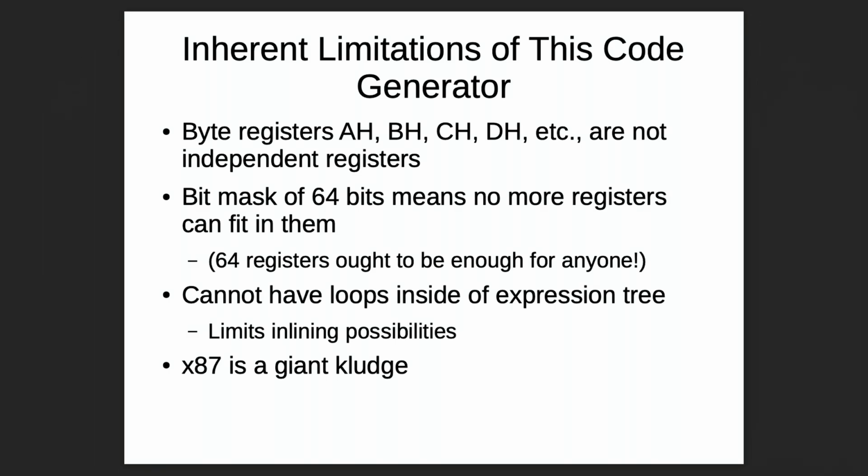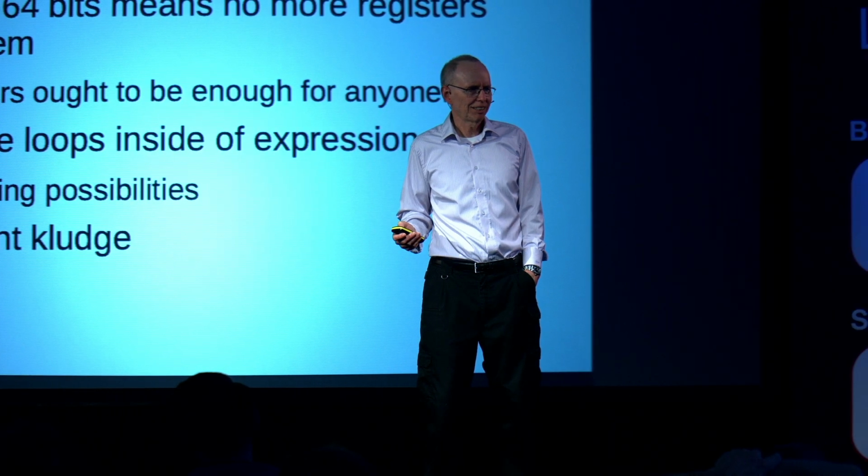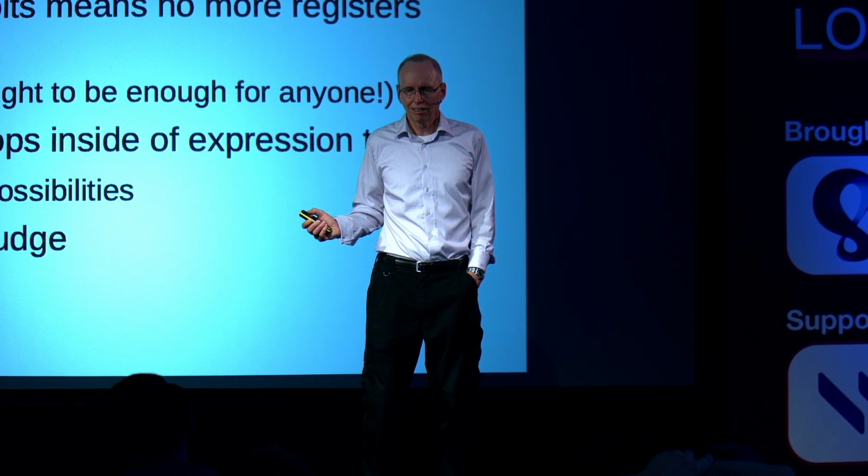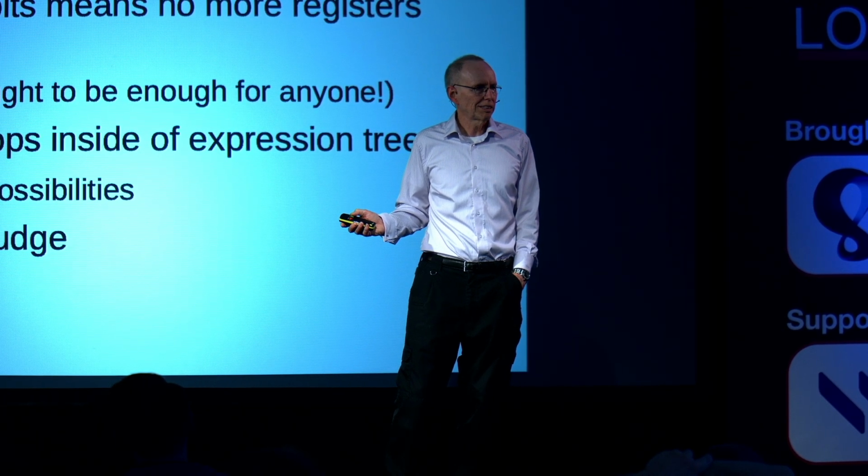Inherent limitations of this code generator. The high bytes of the registers are not independent registers and cannot be used that way. No more registers than fit in 64 bits. Cannot have loops inside of an expression tree. A limitation, not that severe though. x87 is a giant kludge because it doesn't have registers, as a stack machine.